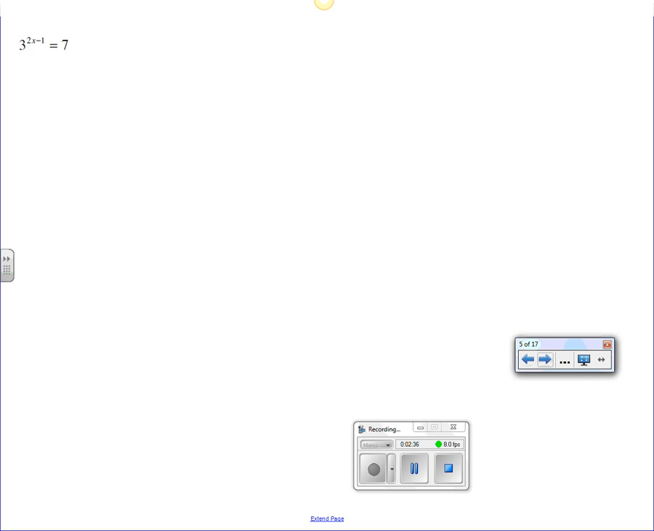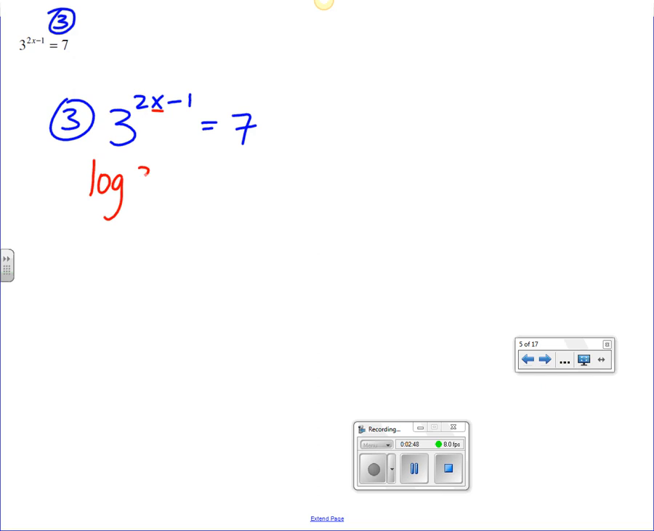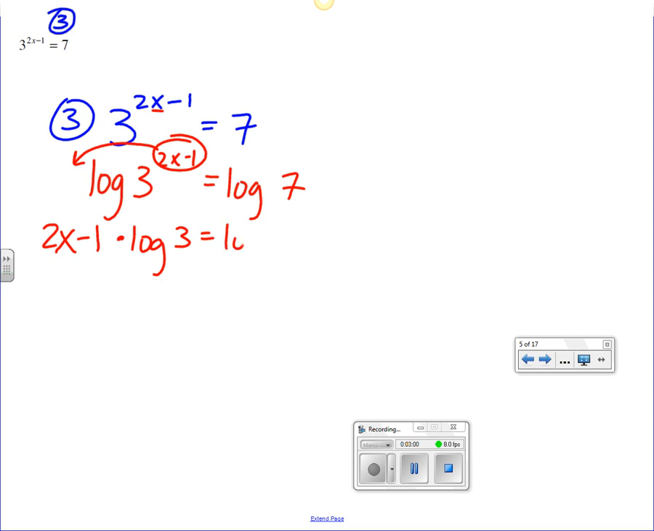All right, number 3. Let me rewrite that. 3 to the 2x minus 1 equals 7. Well, x is in the exponent, so you take the log of both sides, and that allows you to throw the exponent in front. (2x - 1) log 3 equals log 7. All right, you're trying to get x by itself, so the next thing you do is you move the log 3. To move that, you divide it.